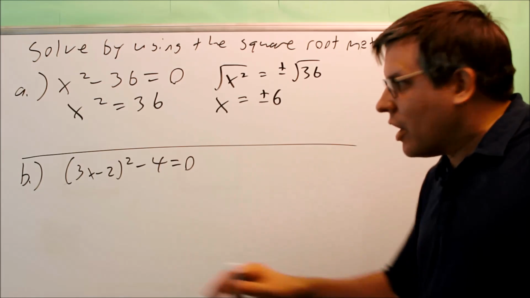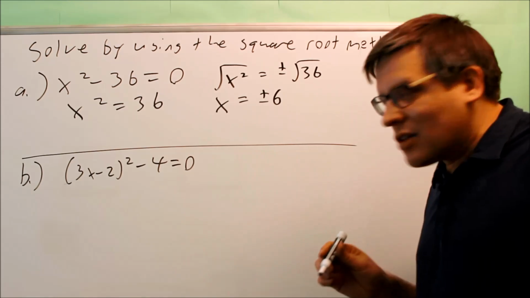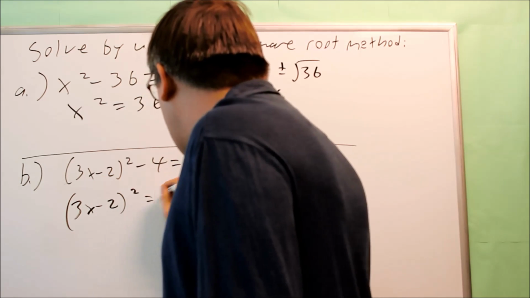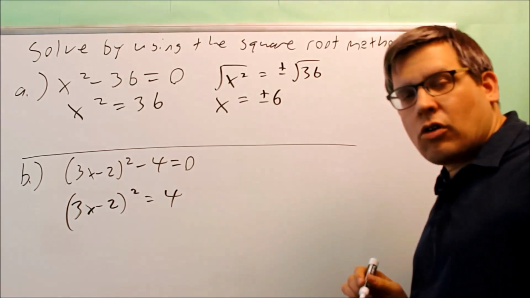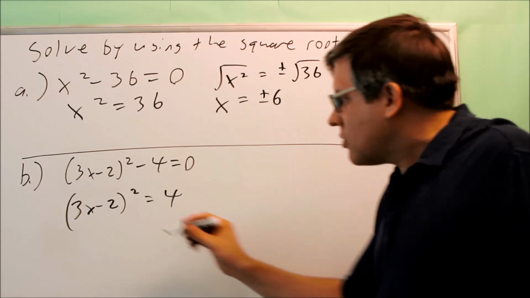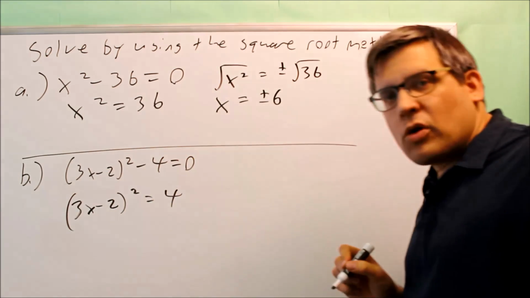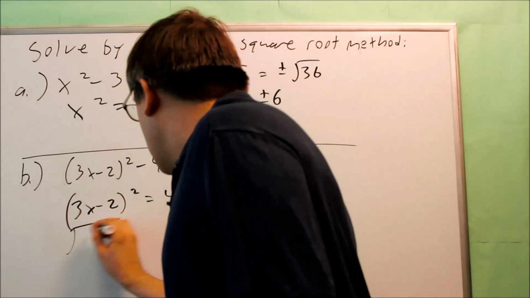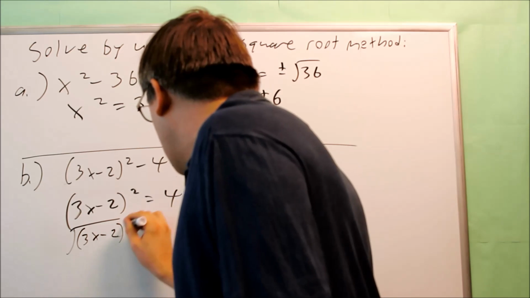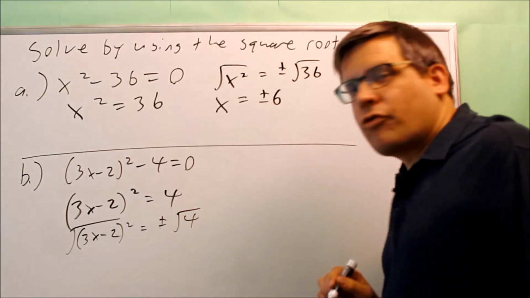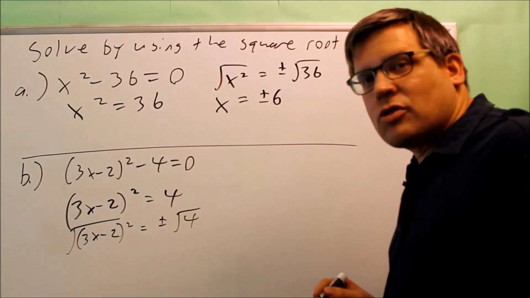So again, the way that you do that is you want to isolate the term that has the x in it. So I'm going to leave the 3x minus 2. I want that on one side of the equation. I'm going to move the 4 over across the equal sign, and I get that. So now I'm going to square root both sides of the equation the same as I did this one over here. So I have the square root of 3x minus 2 squared there, and then I get plus or minus, and you have the square root of 4 on that side. Again, don't forget about the plus or minus.